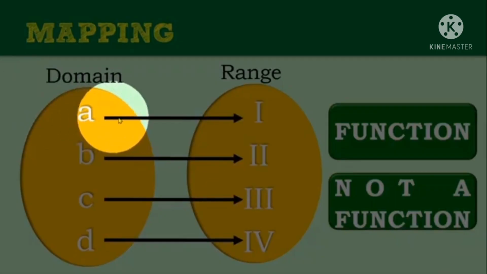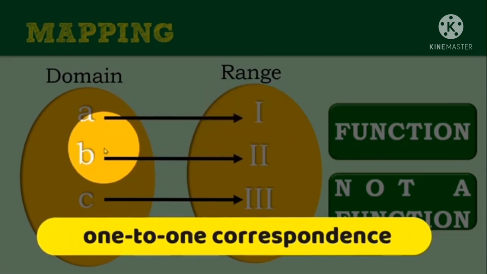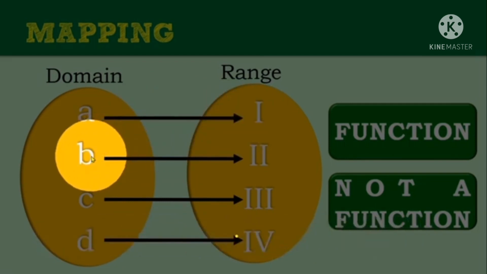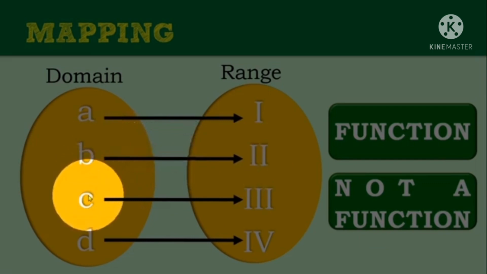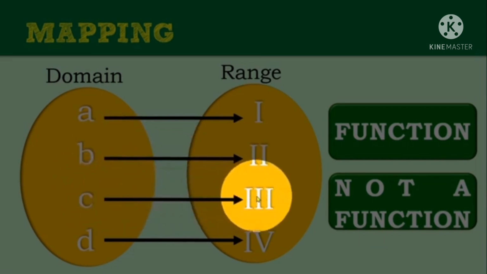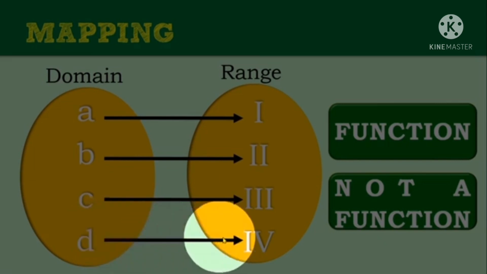Our domain A is associated to Roman numeral 1. So that's 1:1. That's the correspondence. Second element B is associated to only one Y value, that is Roman numeral 2. Here, C, third element of our domain, is being paired to only one value of Y, that is Roman numeral 3. And lastly, D in our domain is being paired with Roman numeral 4 in our range.